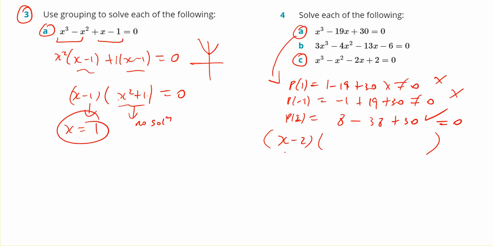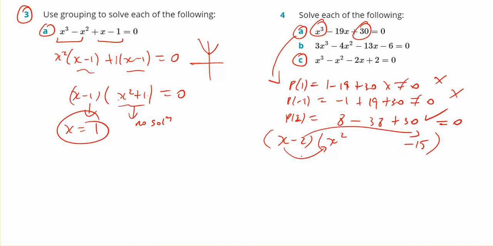So I'm going to use by inspection. x times what gives you x cubed? Must be x squared. Negative 2 times what gives you 30? It must be negative 15, because negative 2 times negative 15 is positive 30.